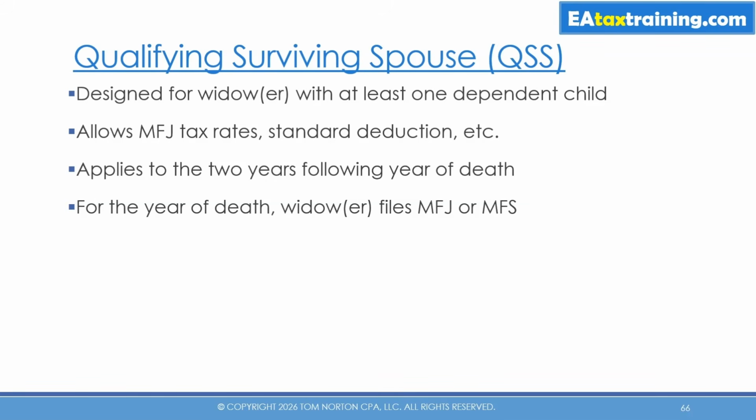So if the person died in 2025, they're going to file as a married person, either married filing jointly or married filing separately, either way. For 2026 and 2027, as long as they have a dependent child and meet the other criteria, then they can file as a qualifying surviving spouse. After 2027, they would no longer qualify as qualifying surviving spouse, even if they do still have one or more dependent children. They might then qualify, for example, for head of household, but they would not qualify for qualifying surviving spouse.